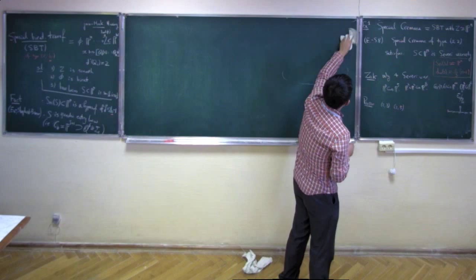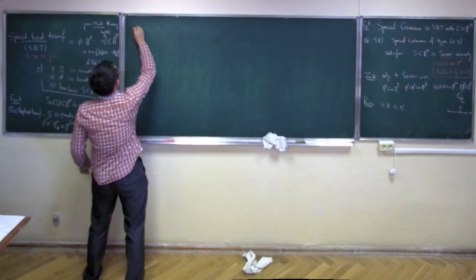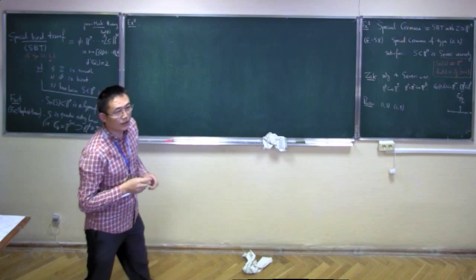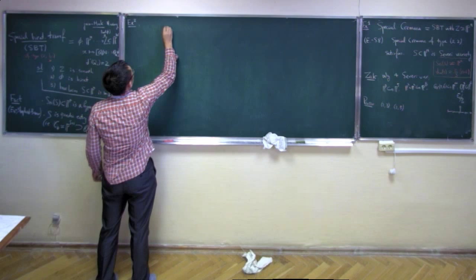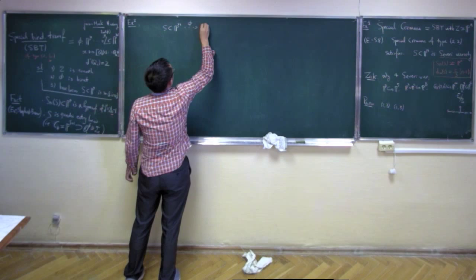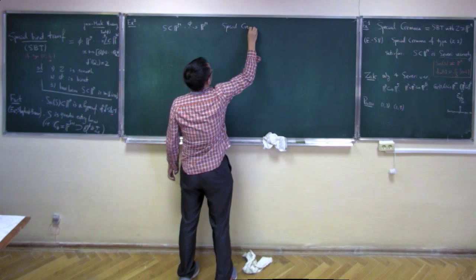And now, let me continue with this example, the second example. The second example is you can start with such a special transformation. So you take this S, a special Cremona of type 2-2. So we just have these four examples.